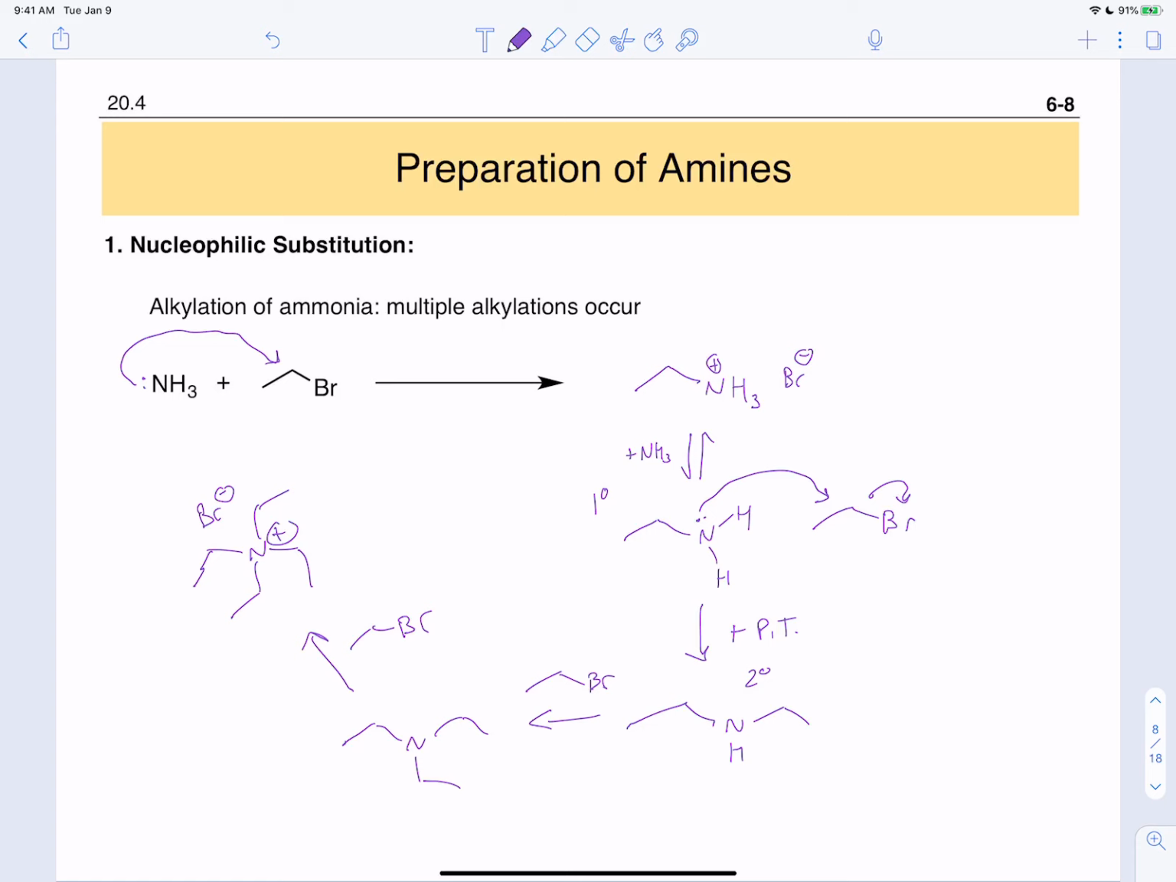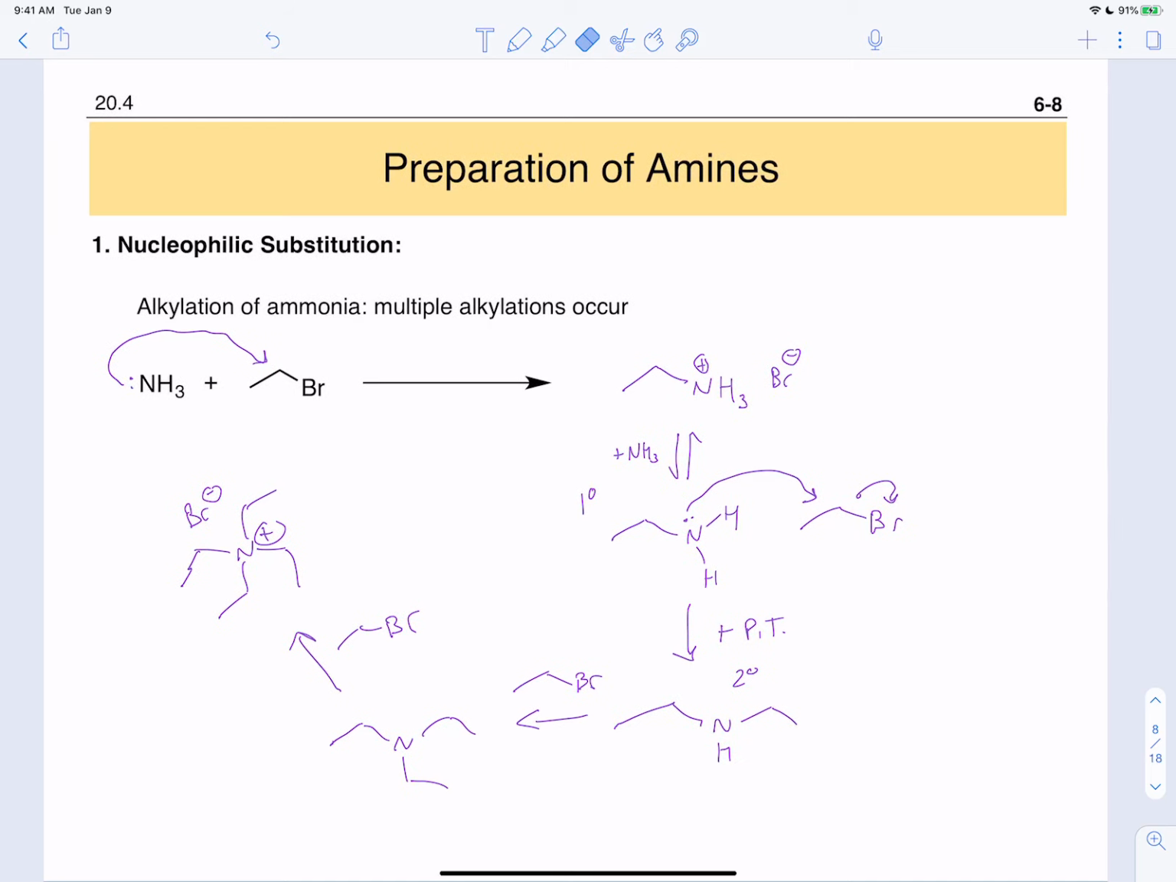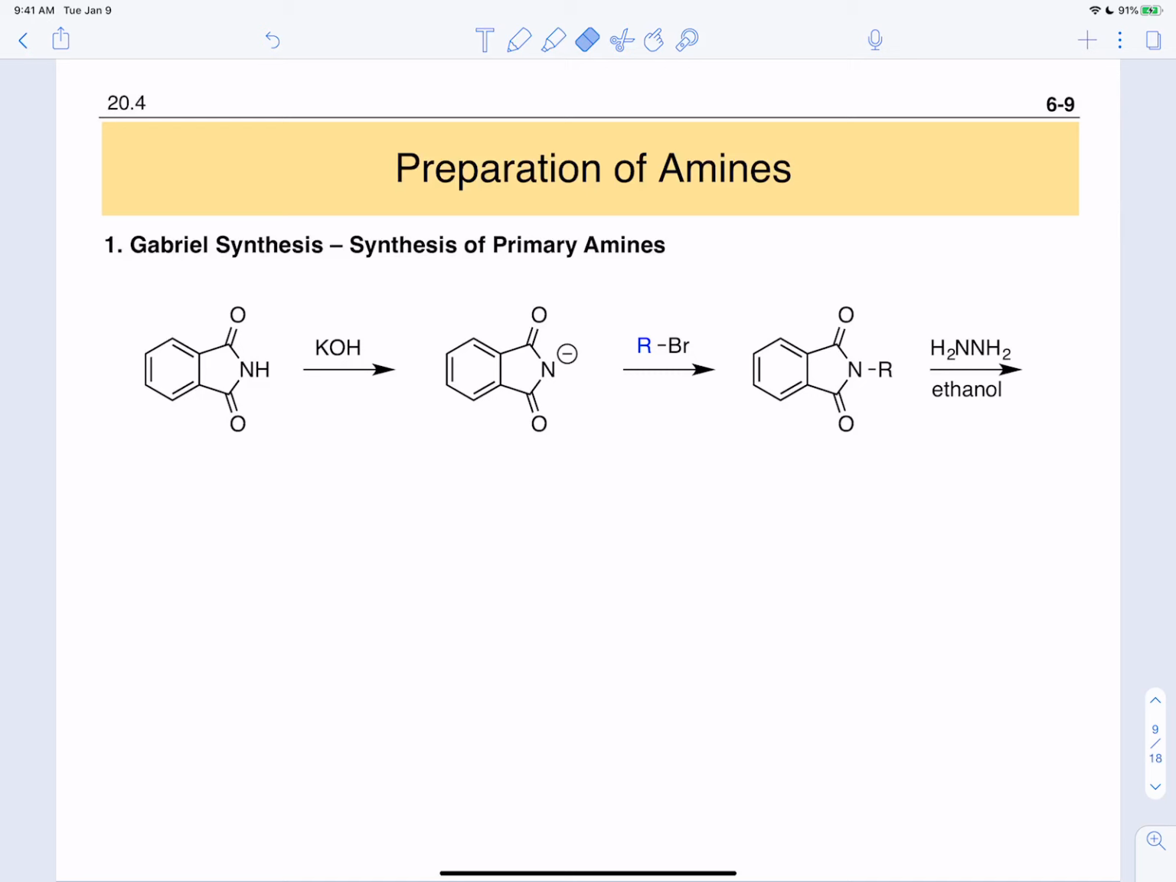And so one of the big solutions that we're going to be talking about right now in this section is how can we make a primary amine efficiently? And how can we make things like secondary or tertiary amines selectively and control all the different groups as well? So the first method we're going to learn is called the Gabriel synthesis. And this is a solution to the primary amine problem.